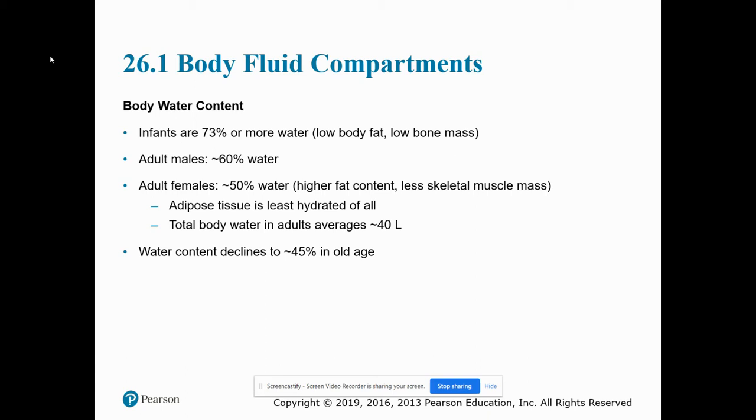So infants are 73% or more water. They have low body fat and low bone mass. Adult males are about 60% water. Adult females are about 50% water. And this is because they have higher fat content and less skeletal muscle mass. Now, adipose tissue is the least hydrated of all. And the total body water in adults averages about 40 liters, and water content declines to about 45% in old age. So, what this means is body water content is going to be dependent upon age, gender, skeletal muscle mass, and fat mass.